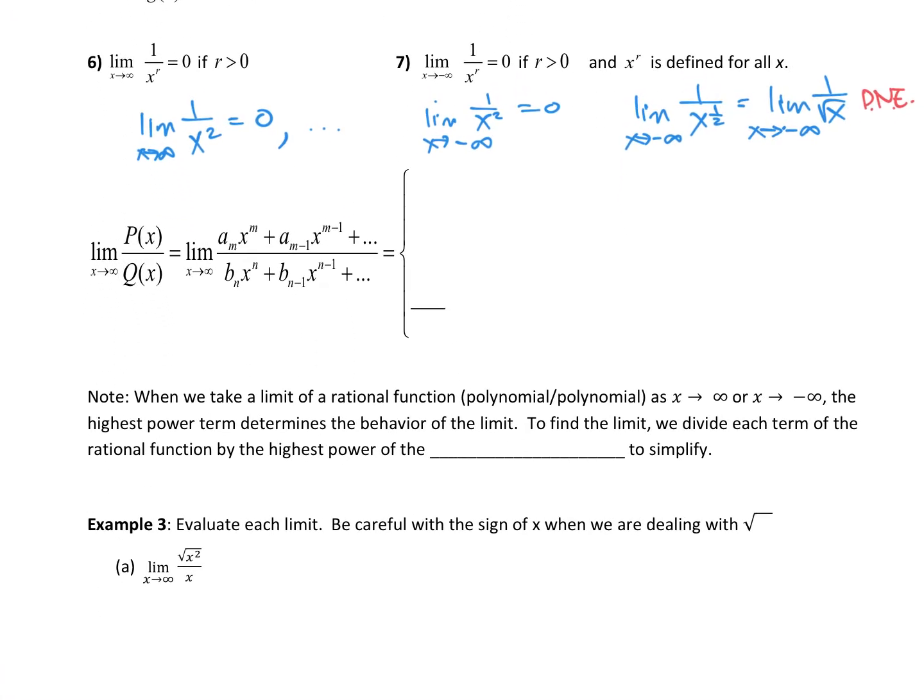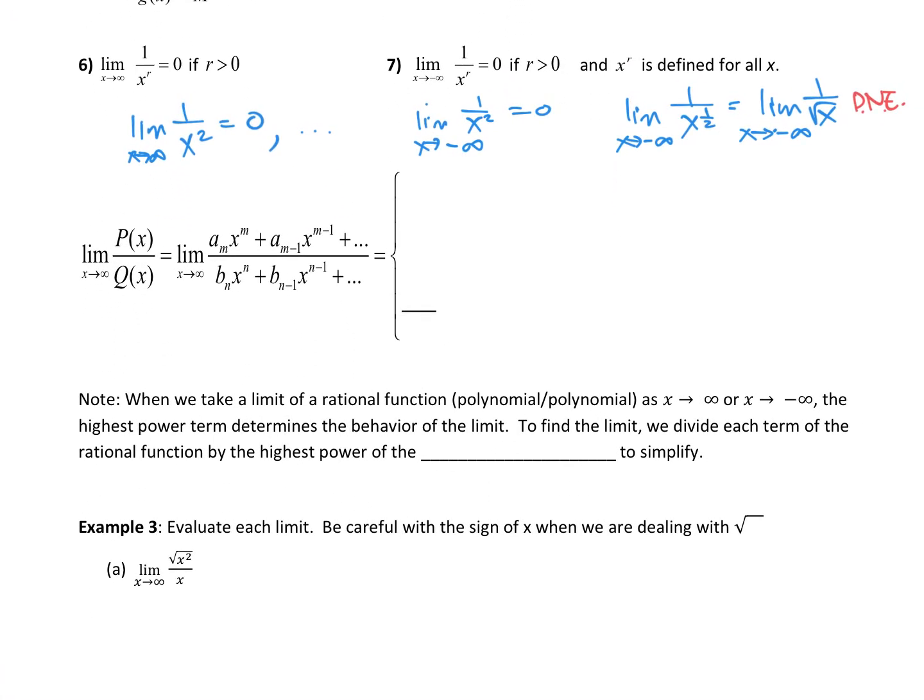Okay, let's look at the next one, which is the most interesting one. We have the limit as x goes to infinity of p of x over q of x. These are two polynomials. So a rational function is polynomial over polynomial. It looks like x to some power, and then x to some other power, and so on and so forth. So for example, x squared plus 2x over 5 plus 5 over x to the third plus 5x minus 5 or something like that. That will be an example of a rational function.